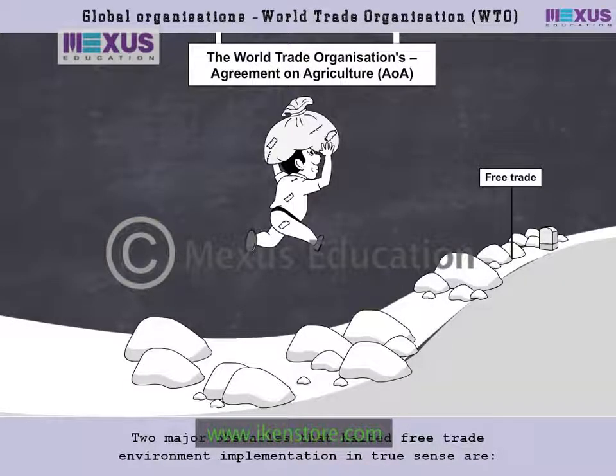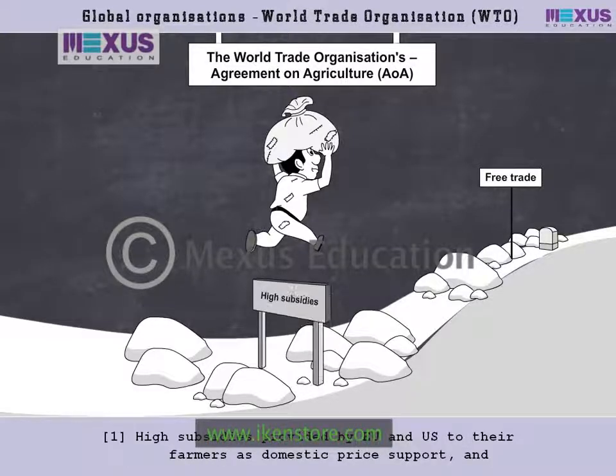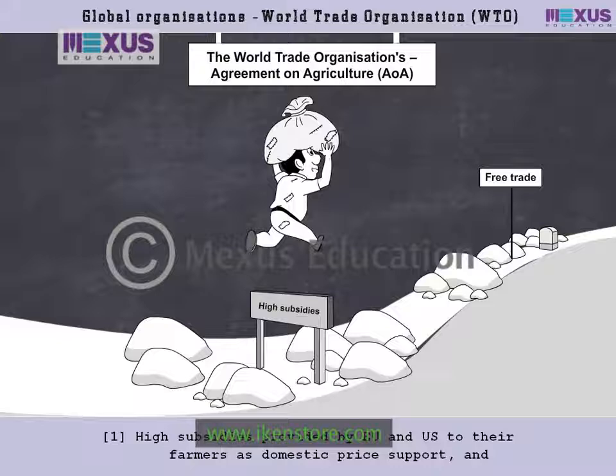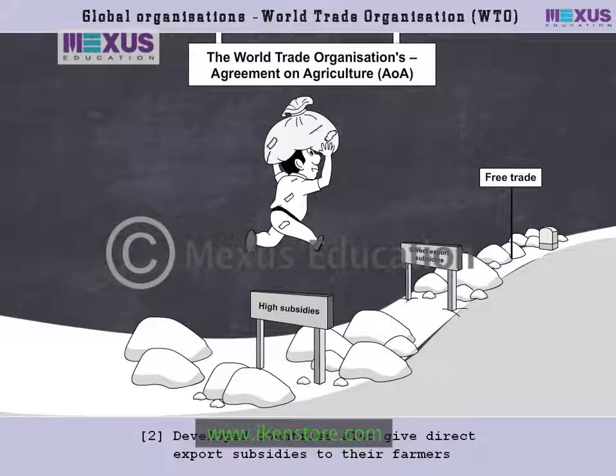There were two major obstacles in creation of a free trade area. First, high subsidies provided by the EU or European Union and US to their farmers as domestic price support. And second, developed countries also give direct export subsidies to their farmers. These two obstacles halted free trade environment implementation in the true sense.